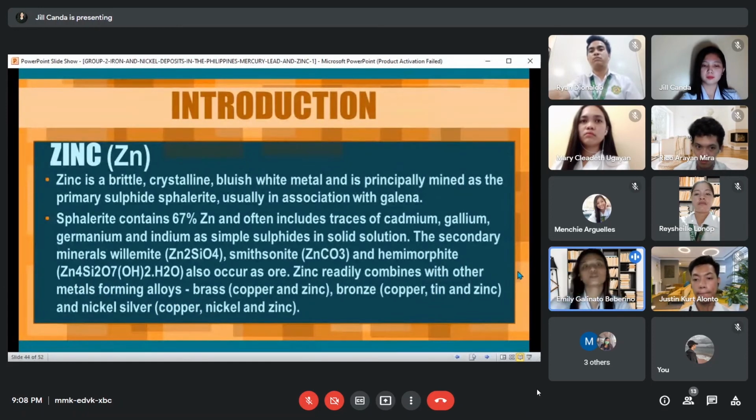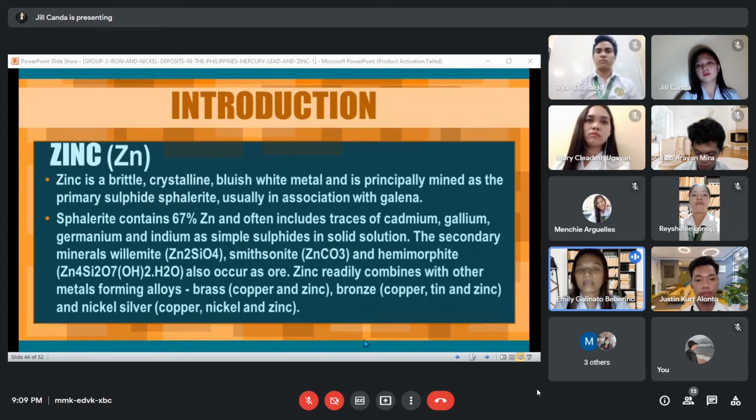So let's proceed to the introduction of zinc or Zn. Zinc is a brittle, crystalline, bluish-white metal and is principally mined as a primary sulfide, sphalerite, usually associated with galena. Sphalerite contains 67% zinc and often includes traces of cadmium, gallium, germanium, and indium as simple sulfides in solid solution. Sphalerite is our primary source of zinc, which is an important alloy in the manufacturing of metals.